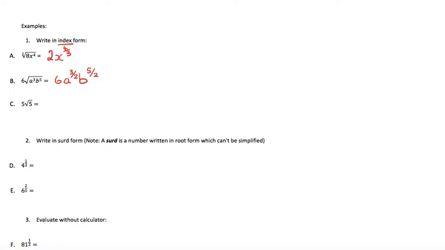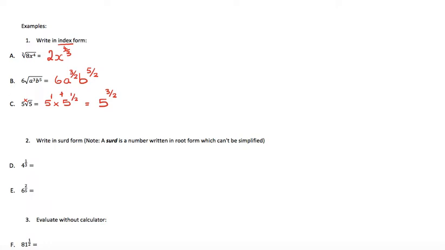5 root 5. So there's a times between the 5 and the root 5. So that means that it is 5 times 5 to the power of half. Now this has a power of 1 there. And so if we add the powers, 1 plus half would be 3 over 2. So the answer is 5 to the power of 3 over 2.